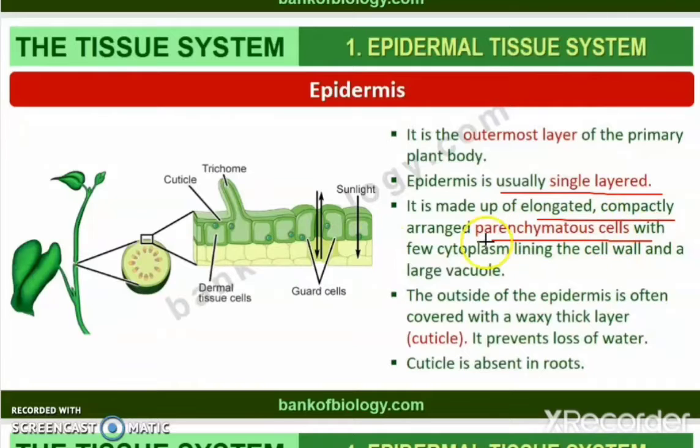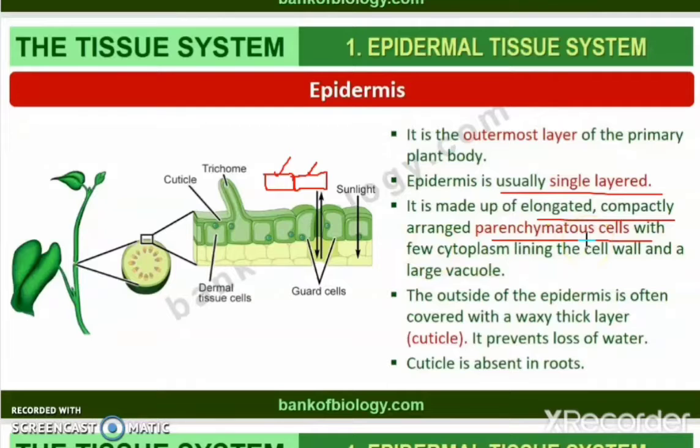Okay, how is it made up? It is made up of elongated cells. Elongated means somewhat long. Compactly arranged means there won't be any space between one cell and the other. Between one epidermal cell and the next epidermal cell there won't be space. So it is usually of elongated, compactly arranged parenchymatous cells. Which type of cell is making it up? It is the parenchymatous cell. I hope you remember the simple tissue which has the parenchyma, right?